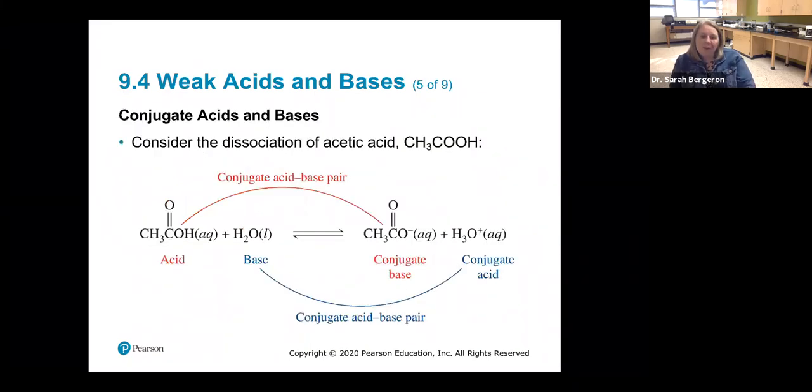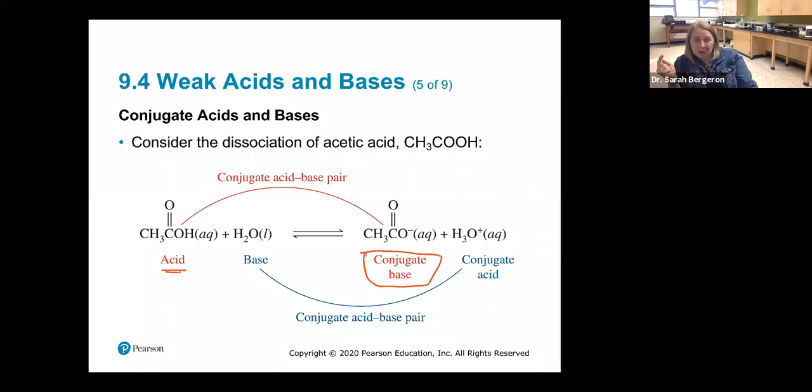So whenever we talk about weak acids giving up or gaining hydrogens, what we call them are the acid and the result of losing that hydrogen. If you're an acid, you're going to donate a proton. So if you donate that proton, what's left of you? That is what's called the conjugate base.